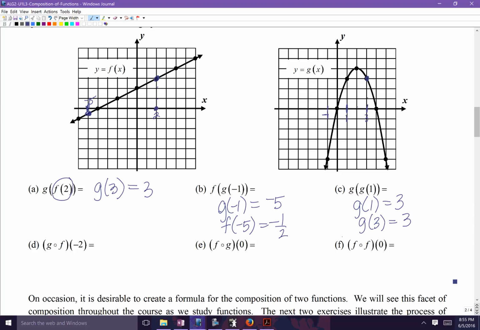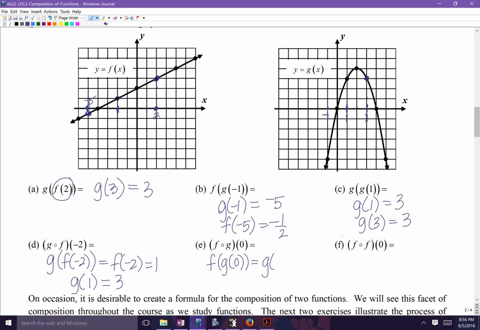Now the bottom ones, so again, these are written in that other form. I'm going to go ahead and rewrite them in the form that I feel more comfortable with. So this means I need to evaluate f at negative 2, which would be right here. So that has a value of 1. So now I evaluate g at 1, which is 3.